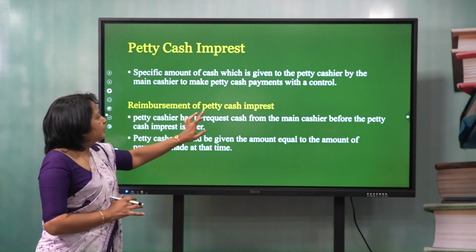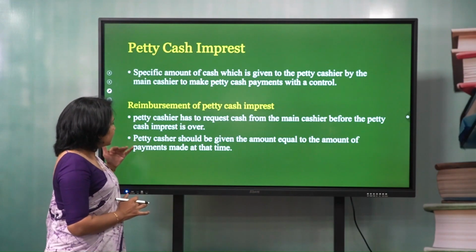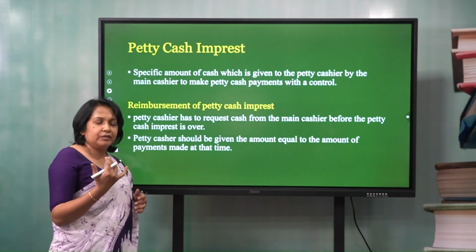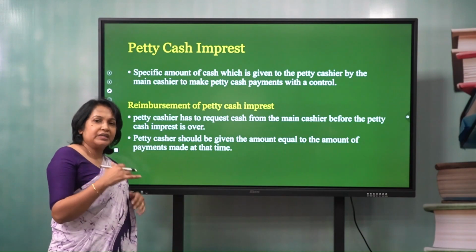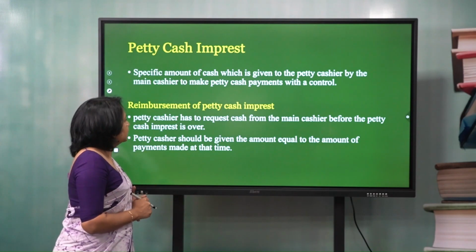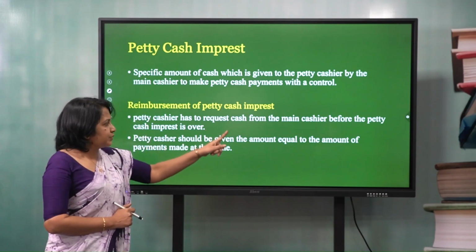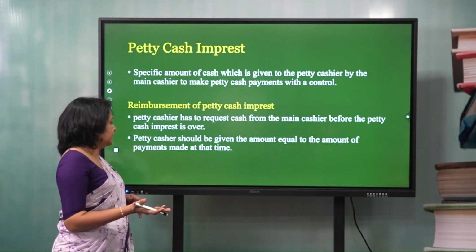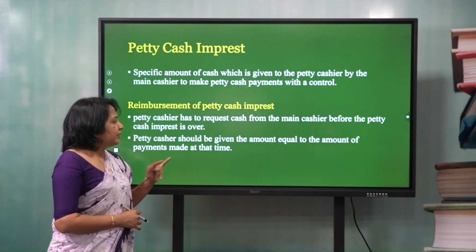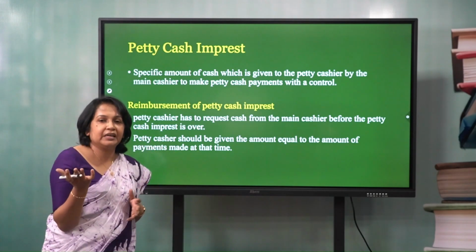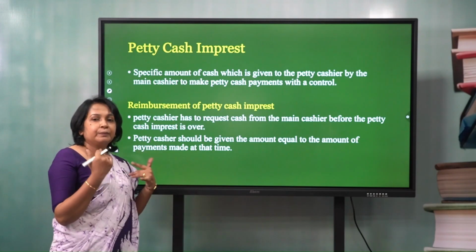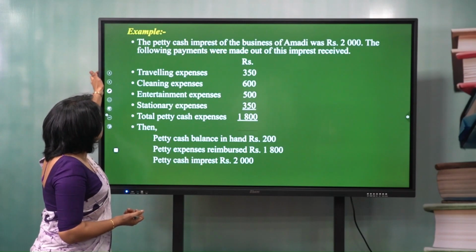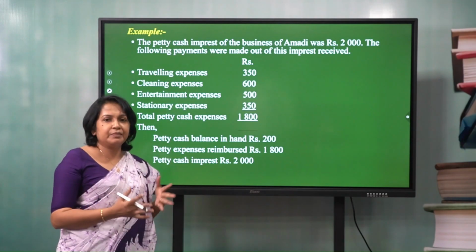And there's another word, reimbursement of petty cash imprest. That means when the petty cashier spends that money during the month, at the end of the month he wants to request money again from the main cashier to do expenses in the next month. Therefore, the petty cashier has to request cash from the main cashier before the petty cash imprest is over, and should be given an amount equal to the amount of payments made at that time. That means the main cashier has to give the imprest to the petty cashier to spend in the next month. Then children, we'll take an example and see what this imprest and reimbursement are.